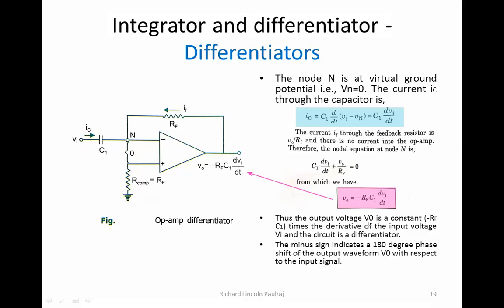Thus the output voltage V naught is a constant, which is minus RF into C1. Always keep in mind, wherever you find R and C, this is referring to the time constant. R here refers to the feedback resistance, and C here refers to the input capacitance. Fine. So this is a constant times the derivative of input voltage Vi, and the circuit is a differentiator.